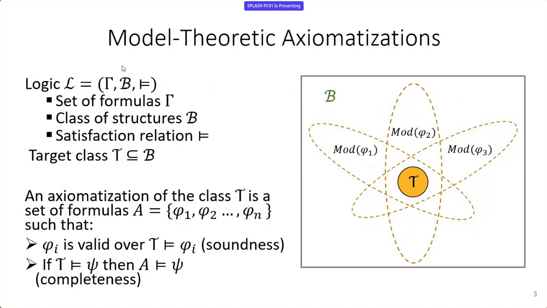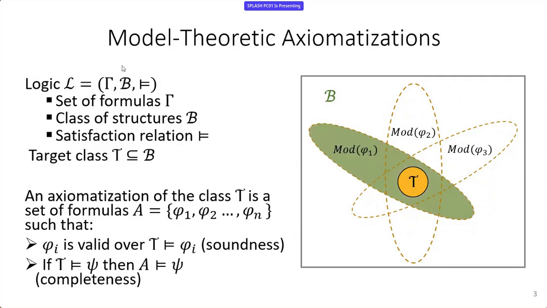And then we can state in familiar formal notation what it means for an axiomatization to be sound and complete, which we saw in the earlier slide. So for example, for soundness, you'd say every formula phi i, see now these properties are formulae in this logic, is valid with respect to the target class T. And that's written using that entailment relation.